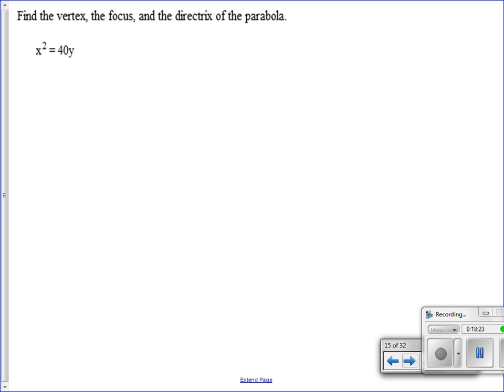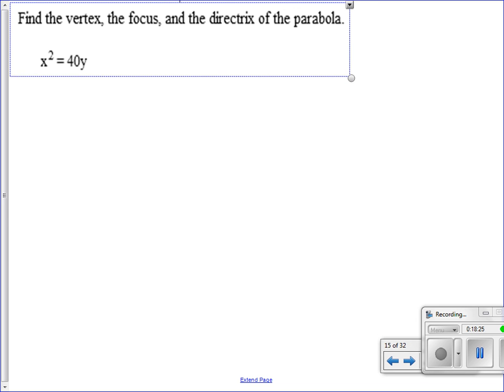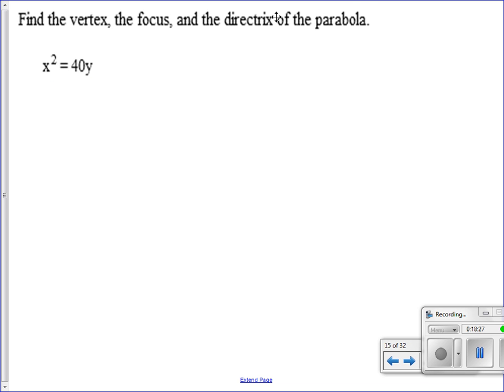Okay, now let's look at some problems together. They want us to find a bunch of stuff, so I think you can do this pretty easily. What's the vertex if there's no translations? 0, 0. Everybody understand that? There's nothing grouped with x, nothing grouped with y, so we didn't translate anywhere. So it's 0, 0.